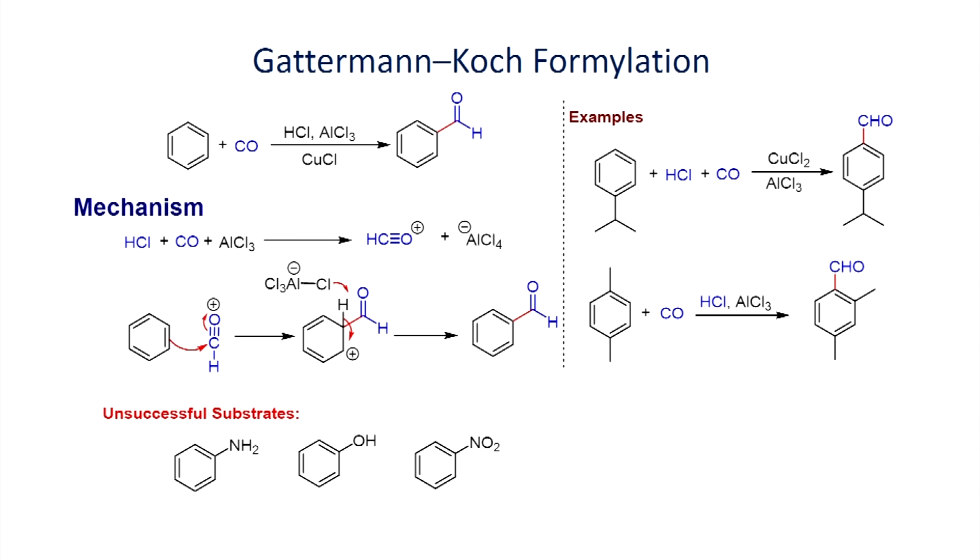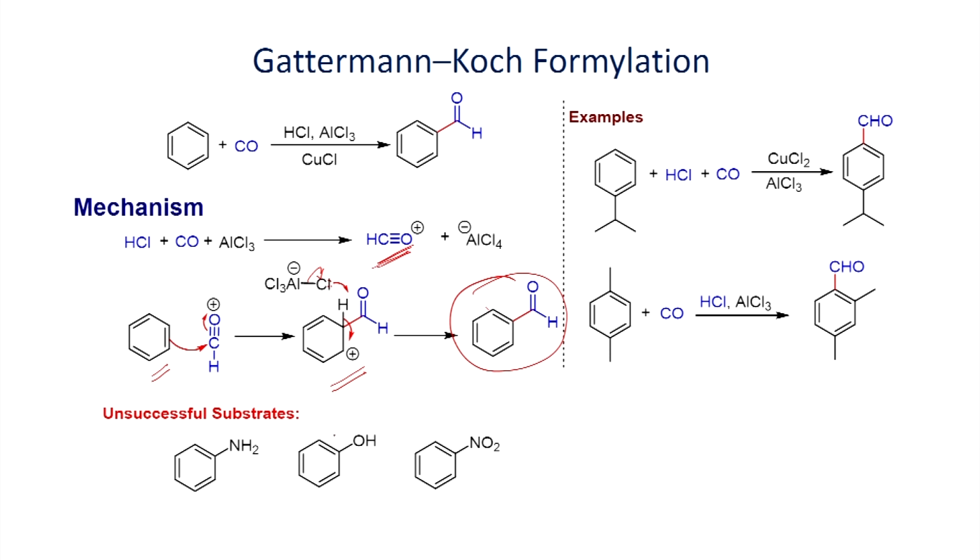As you can see, the copper chloride helps the carbon monoxide react with hydrochloric acid to form the acylium cation. Once you form the acylium cation, which is the electrophile in this reaction, it undergoes reaction with the benzene ring as shown, and you will have this intermediate carbocation. From this one, removal of a proton can give benzaldehyde as a product.